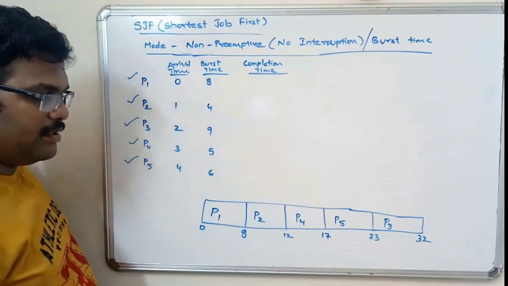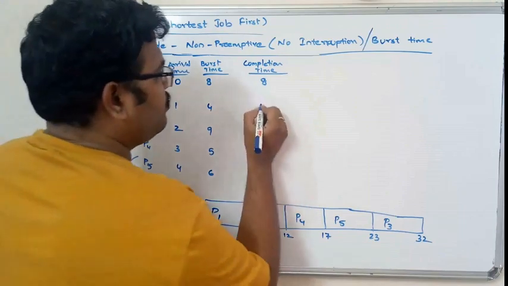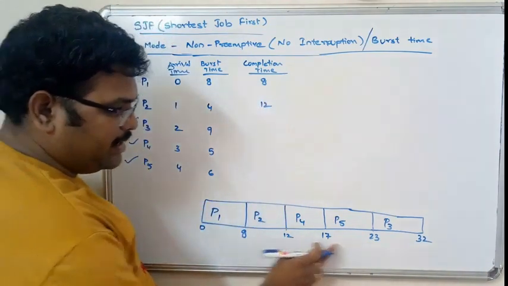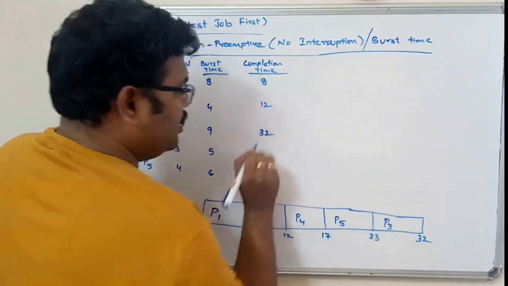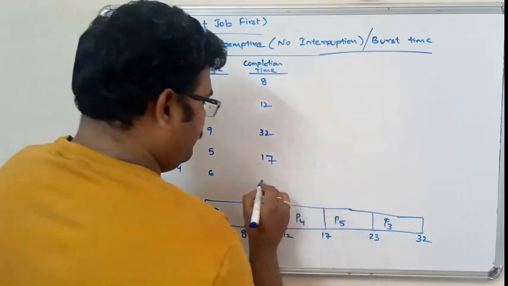The time required for completion. So P1 is completed at 8, P2 is completed at 12, P3 is completed at 32, P4 is completed at 17, P5 is completed at 23.